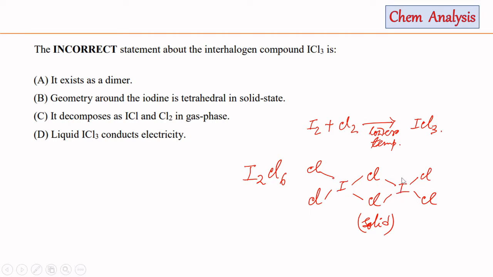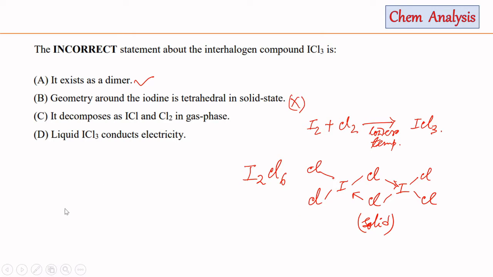Similarly in this case also the 4 chlorine ligands are oriented in a square plane. You can symbolize it like this, that is chlorine to iodine coordinate bond, and similarly here chlorine to iodine coordinate bond. That means we can see that option A is also correct, it exists as a dimer, and option 2 is not correct, since here it is given that the geometry around iodine is tetrahedral in solid state, but in solid state the geometry around the central atom iodine is square planar.